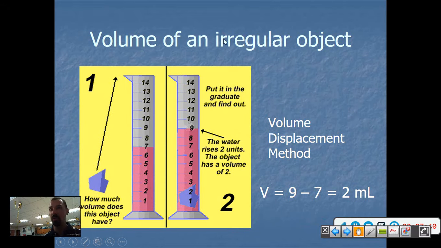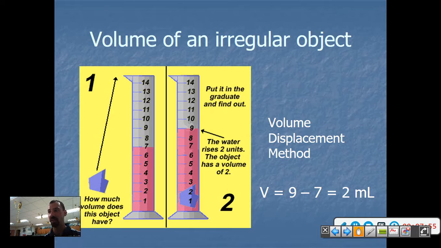Okay, volume of irregularly shaped objects. Sometimes spheres have an easy calculation that you could do. In the case of a rock, not so much. So what we do is we use something called the volume displacement method.